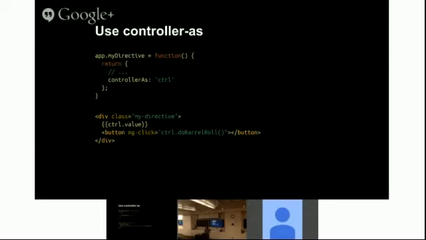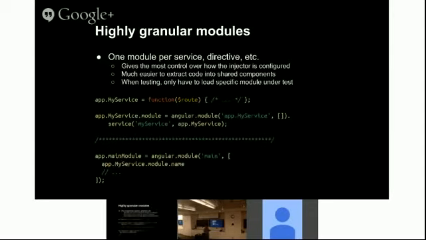Okay. And the very last thing I'm going to talk about is using highly granular Angular modules for your code. So the idea here is to use one module per service, per directive, etc. And by doing this, you're going to have the greatest control over how your injector is configured. So the Angular modules, the whole point of them is to configure a dependency injector.